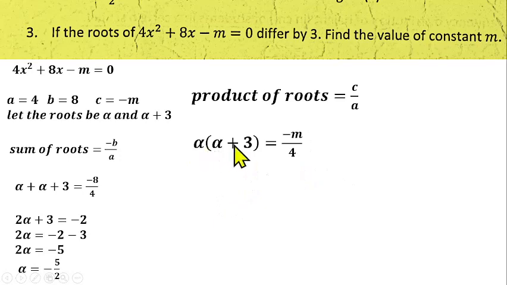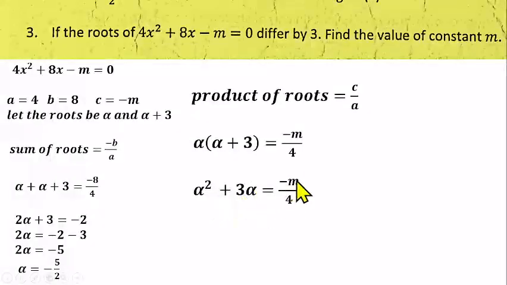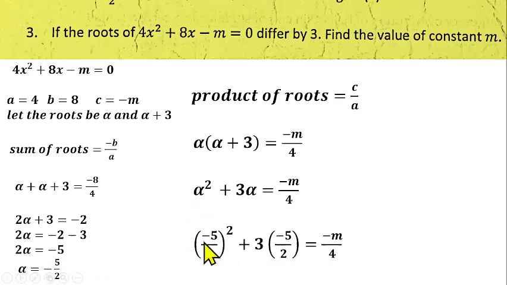Then if you open the bracket here, you'll have alpha squared plus 3 alpha equals minus m over 4. From there we know our alpha. Our alpha is minus 5 over 2. If you put that here, you'll have minus 5 over 2 squared plus 3 into minus 5 over 2 equals minus m over 4. So this will give us 25 over 4, and this should give us minus 15 over 2 equals this.